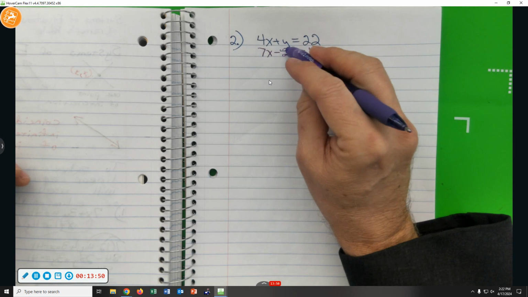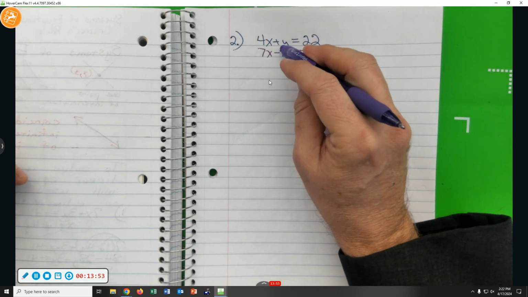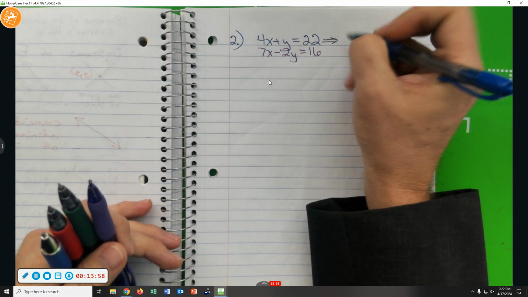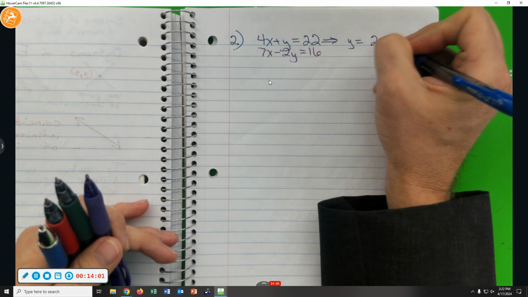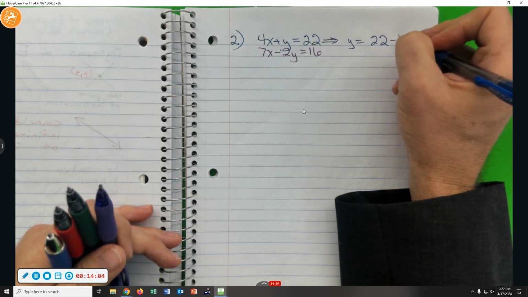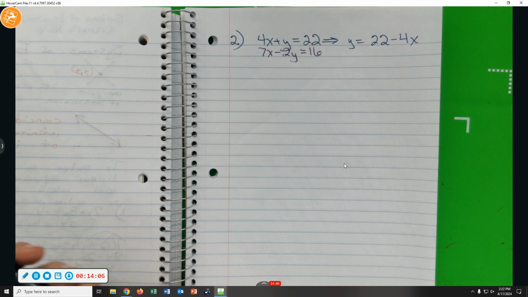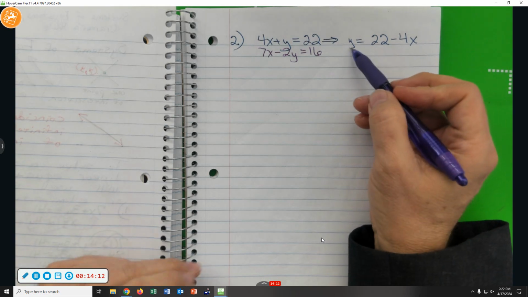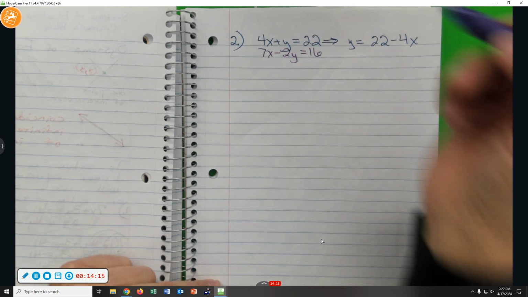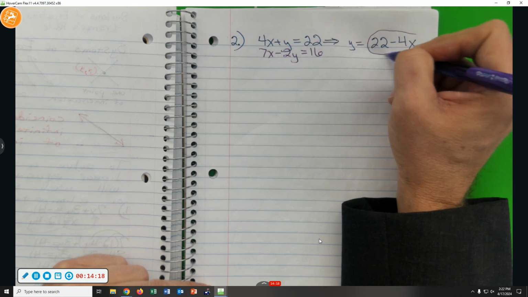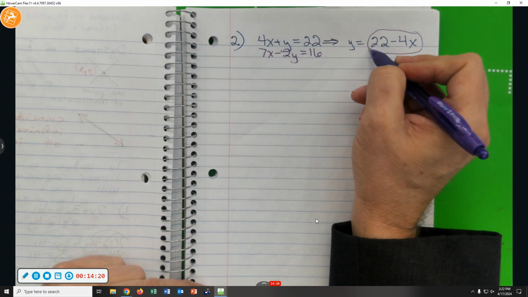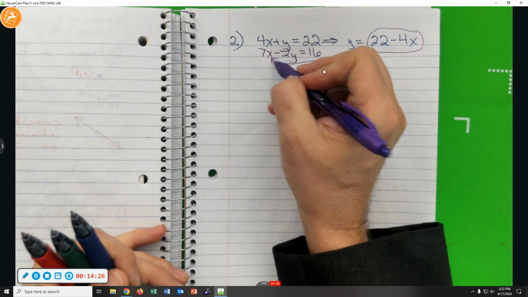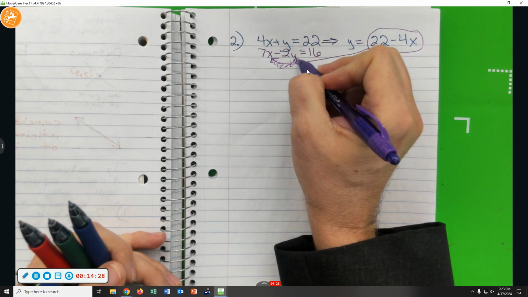Equation 1. So there's that y, there's nothing in front of it, so we could easily get that y by itself. I have a 22, I'll subtract 4x. And if you wanted to write negative 4x plus 22, that's fine. Now that we have one of the equations solved for a single variable, we'll do what we did in number 1. We're going to substitute, take that stuff, plug it in there for x. No, y. I mean for y, thank you. Plug it in for y.